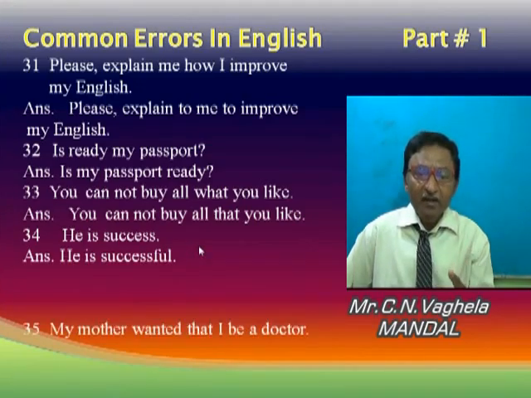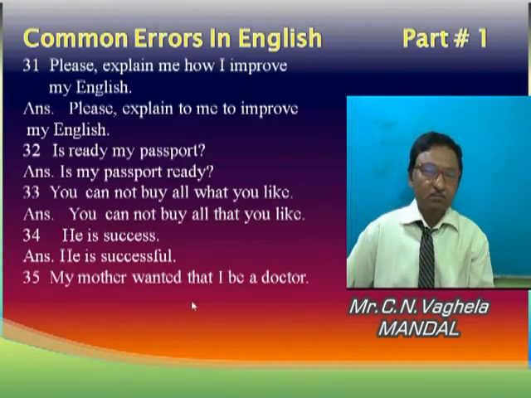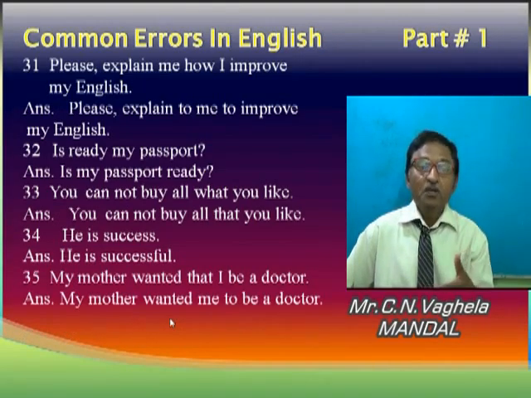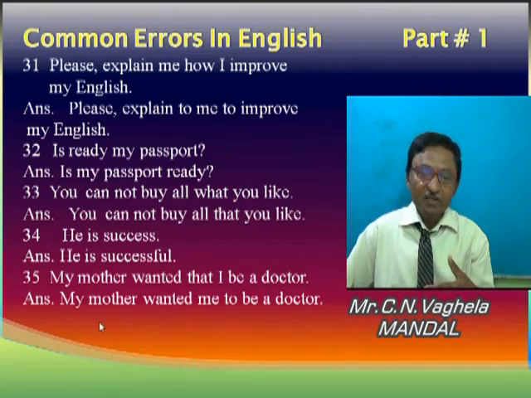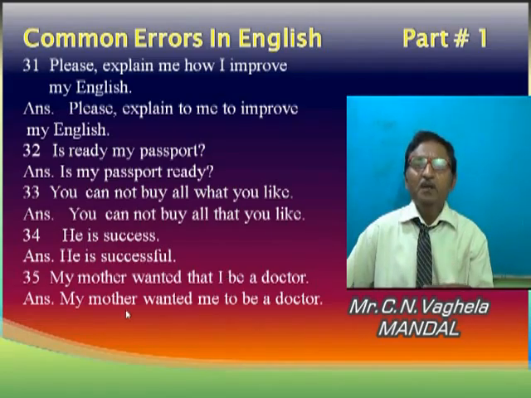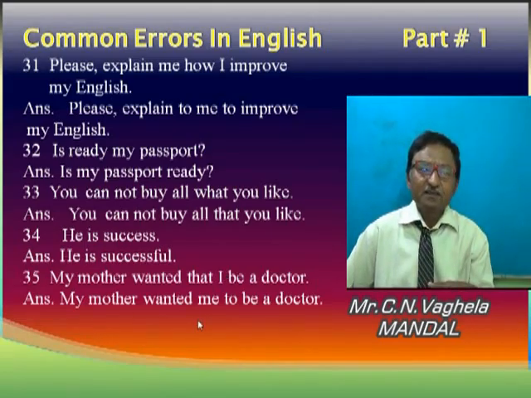My mother wanted that I be a doctor, that is wrong. My mother wanted me to be a doctor. My mother is the subject, wanted is the verb, and we need an object. Here I is not an object. So we have to put here the objective form of I. My mother wanted me to be a doctor, that is correct.